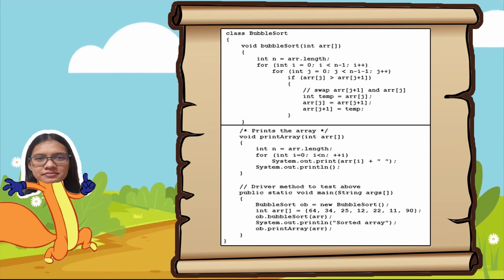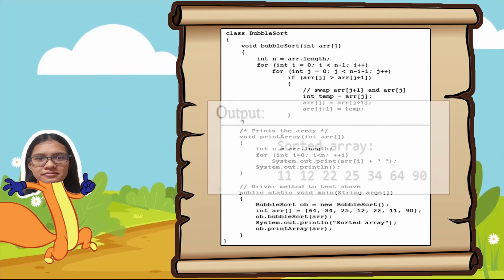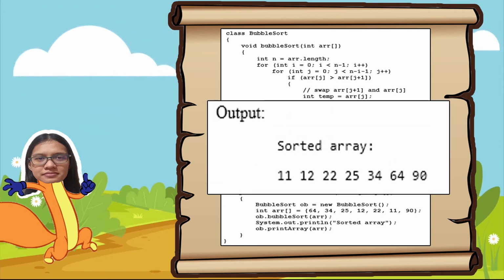System.out.println("Sorted array") only prints the text. ob.printArray(arr) calls the printArray function to print the array arr. And then we have the output of the sorted array: 11, 12, 22, 25, 34, 64, and 90.